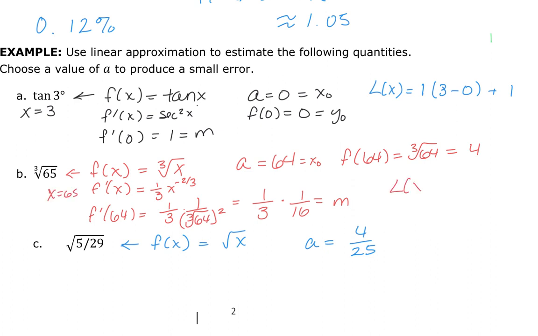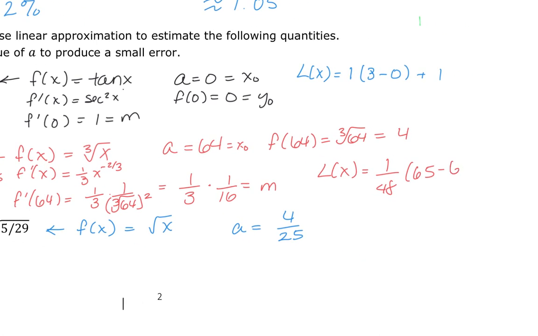So my linear approximation for this one is going to be my slope, which is 1 times 3 times 16, which is 48. My x is 65 minus my x naught, which is 64. And then plus my y naught, which is 4. So that is the linear approximation.